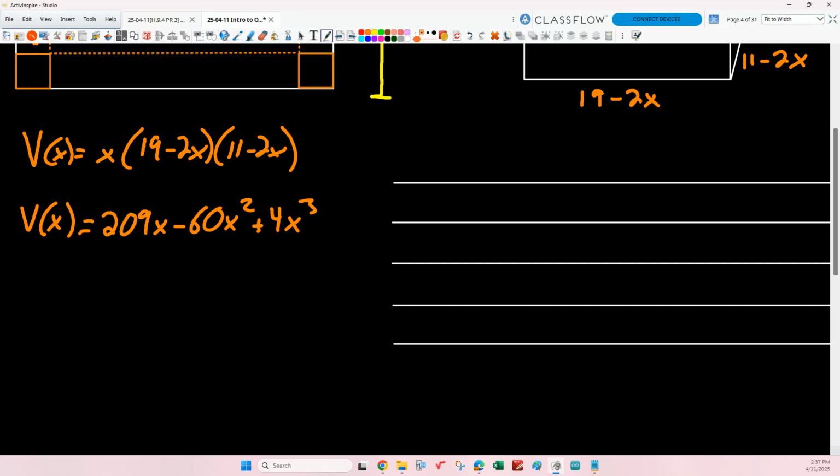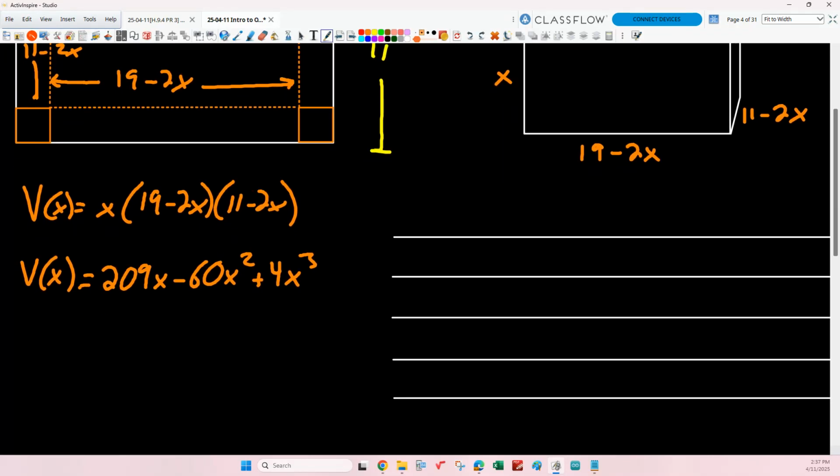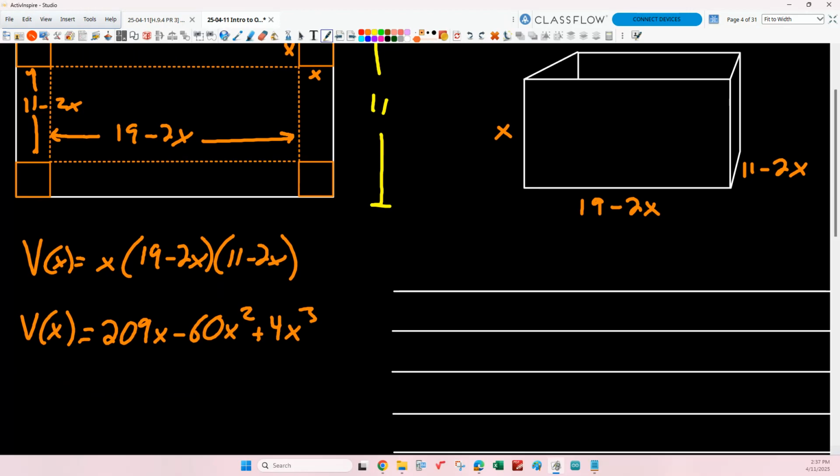Okay, so what's my domain going to be? It can't be all reals, can it? It can't be negative. Well, if it's 0, my box doesn't hold much, does it? We could say 0. It's fine. 0 is not going to be our answer though, but that's the lower limit, right? But what's the upper limit?